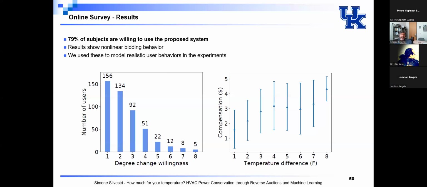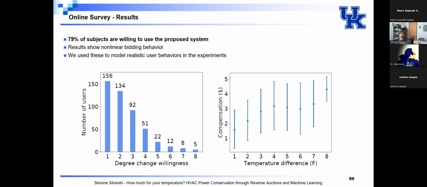So here on the x-axis, you can see how many degrees the users are willing to change their thermostat set point. And on the y-axis, you have how many users are willing to do that. And as you can imagine, fewer and fewer users are actually willing to have a big change in their thermostat setting. And you can tell that the relationship is not linear.